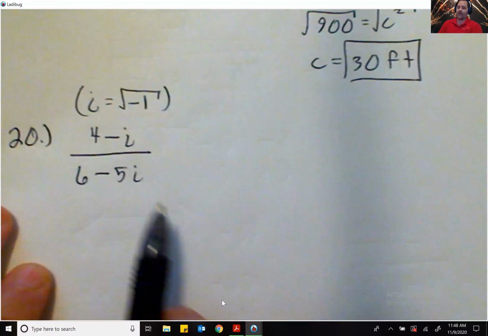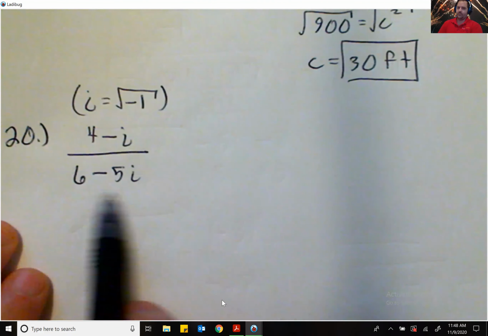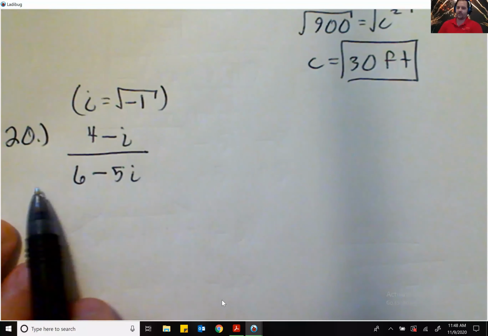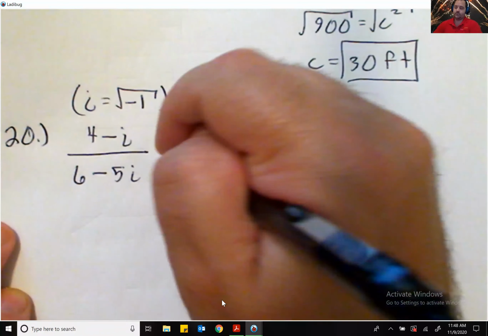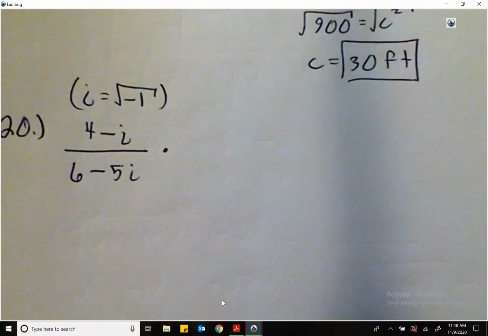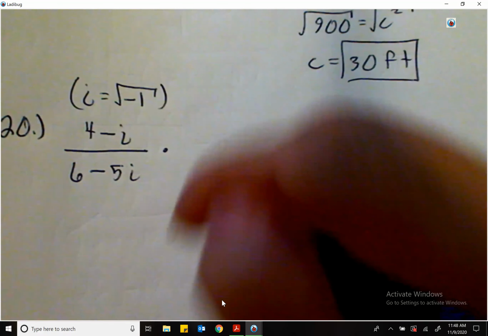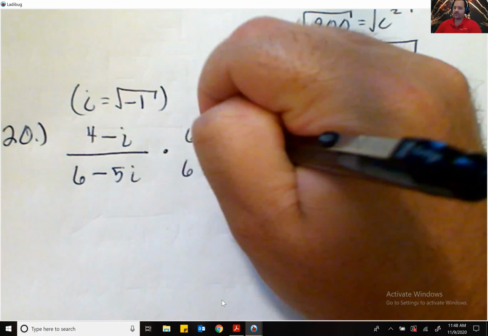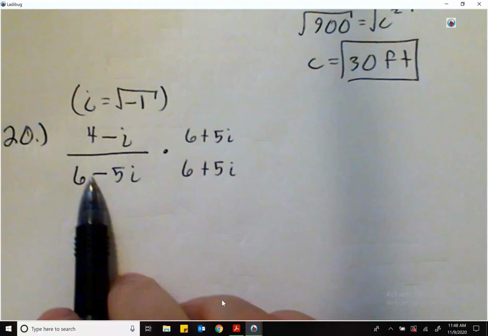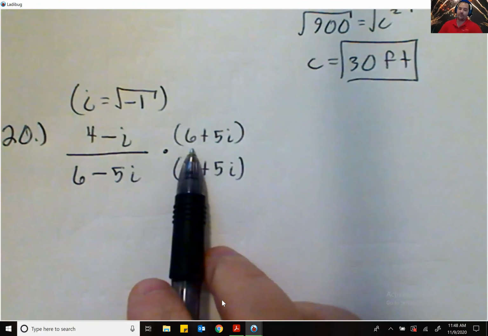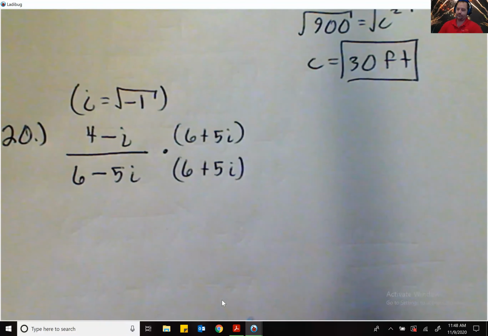So how do I rationalize this denominator? Because we do not want the i down here. What do we got to multiply top and bottom by? Multiply it by 6 plus 5i. You got it. We're going to go back to conjugates. What's the conjugate of subtraction? Addition. So we're going to multiply top and bottom by what we call the complex conjugate because we have i's this time. Very good.